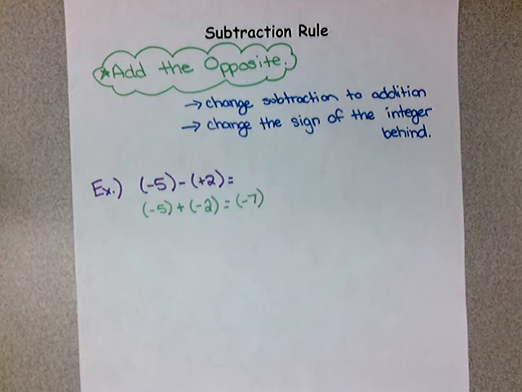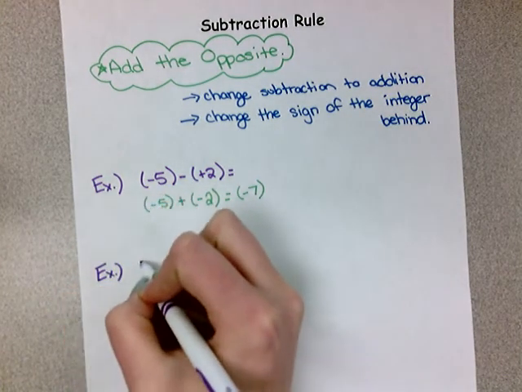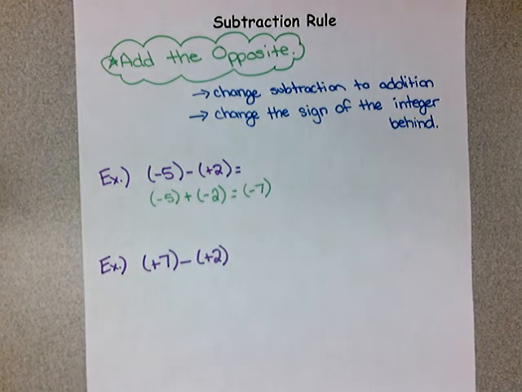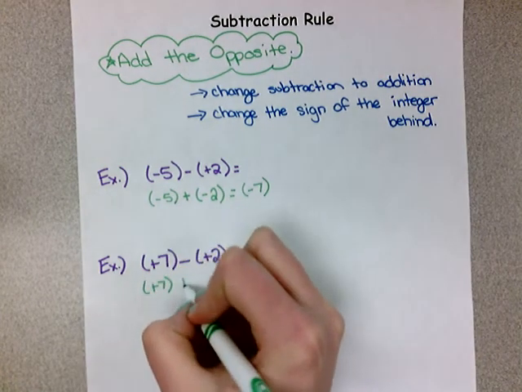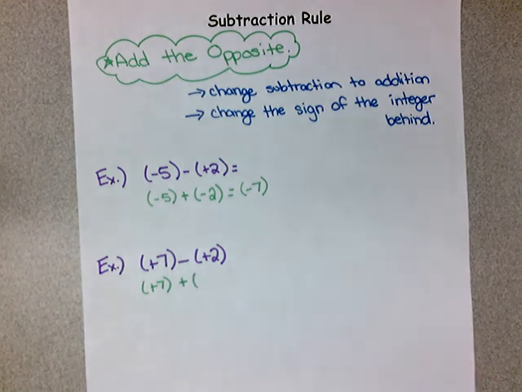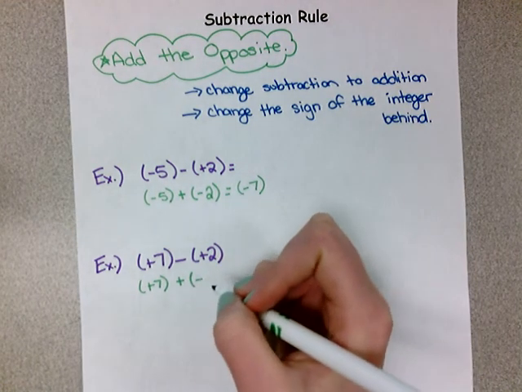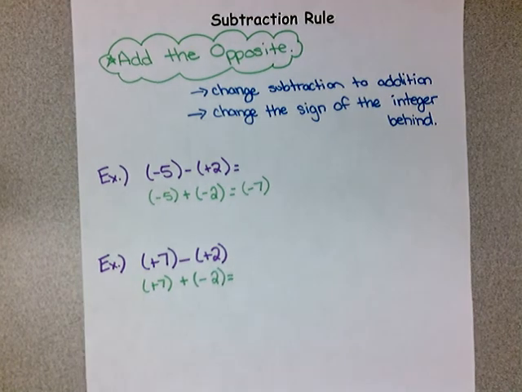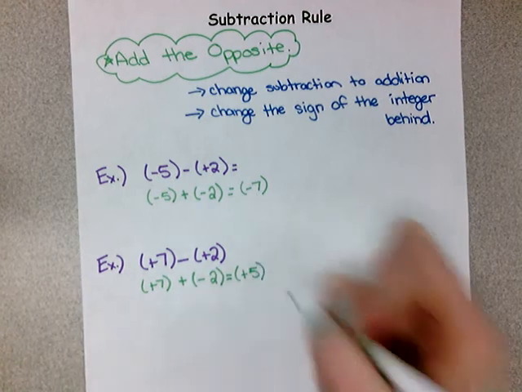Let's do a few more here because this is so much fun, right? Okay, so we have +7 minus +2. Instead of subtracting, we'll have +7, change that subtraction to addition, change the sign of the number behind, so that positive is going to become a negative and the whole number stays the same. So we have +7, we're adding in -2, those would cancel 2 of the positives out, and we have +5.